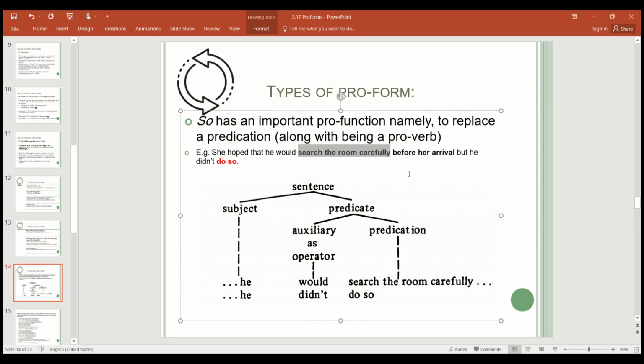Of course, there is the rest, but what is shown here, search the room carefully before her arrival. So do is replacing search, and so is replacing the rest of the clause, the room carefully before her arrival. This is all replaced by so.